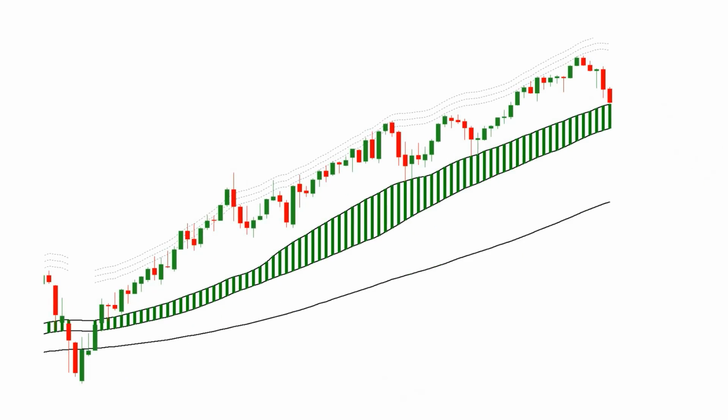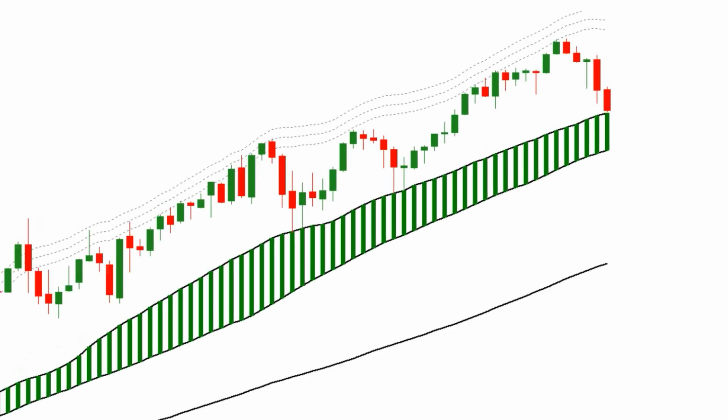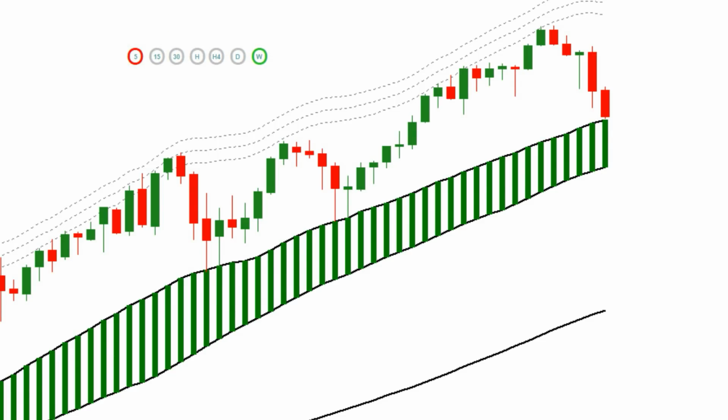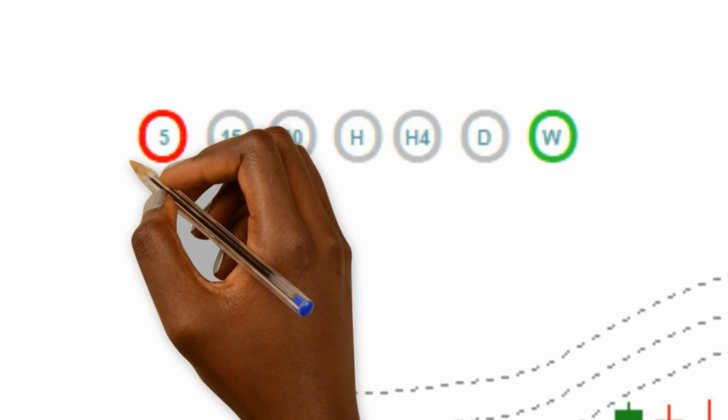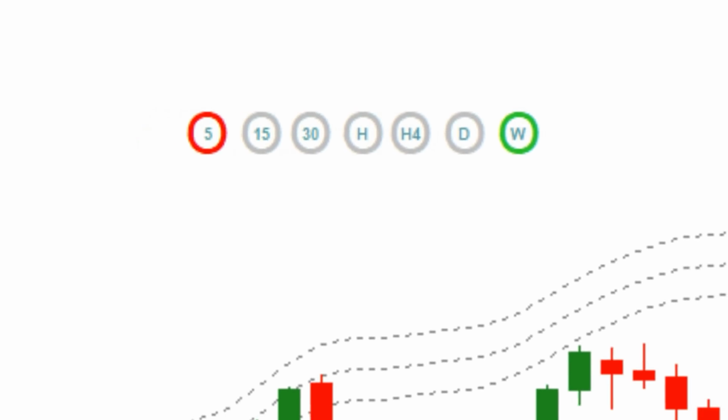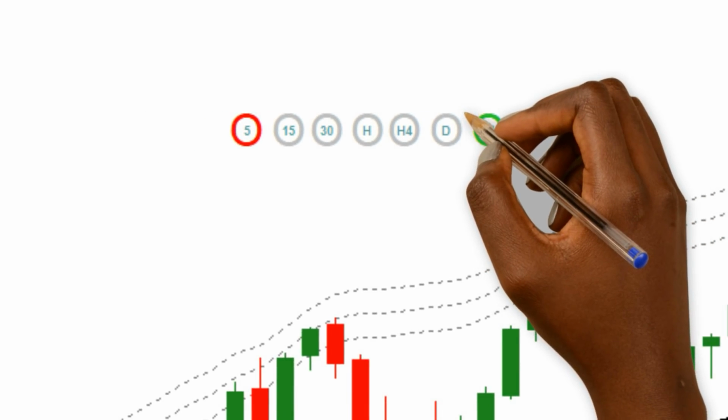So starting on this weekly chart right here, why the weekly? We can say that price has been dropping for the past 5 weeks. If I was to explain this, starting from looking at trends, we can see that the 5 minutes chart right there, if I zoom in, is actually in a downtrend. That is why we have that red ring around 5.